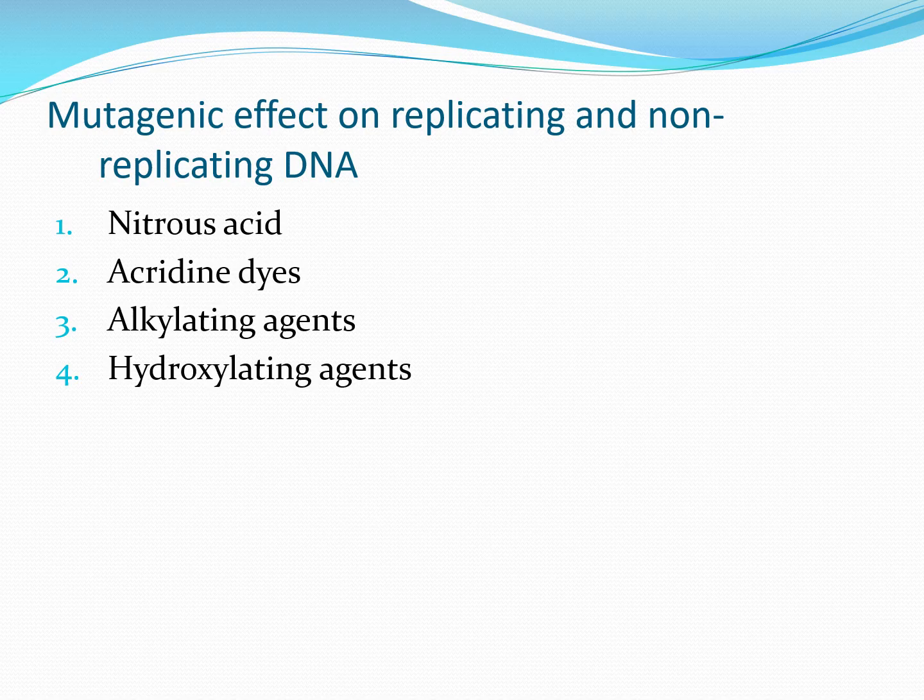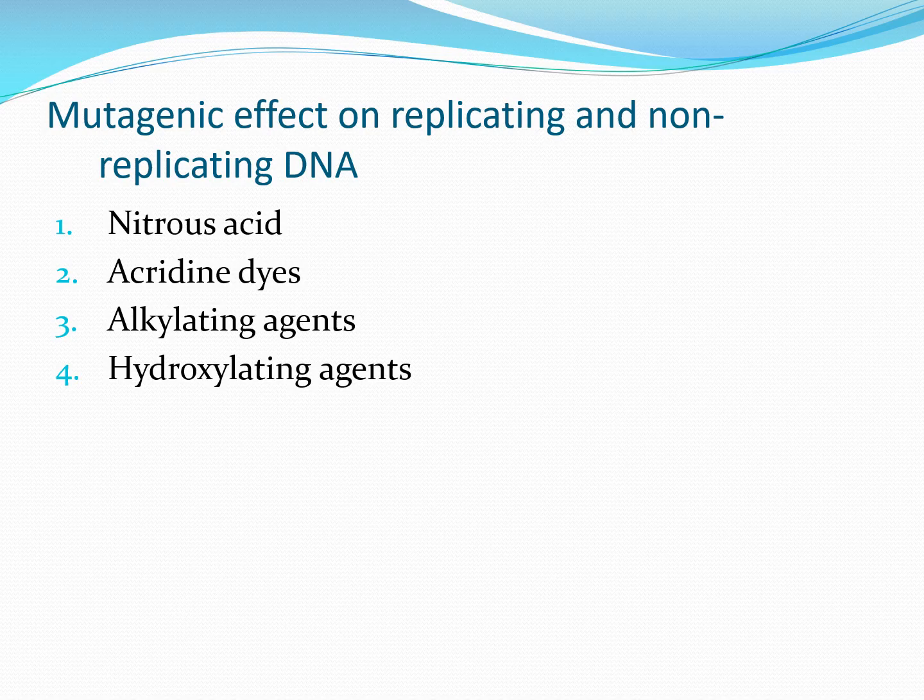Second, acridine dyes, such as proflavin. These are intercalating agents. Their mutagenic effect completely depends on replication. Why? Because insertions or deletions only occur when the replication machinery passes over the intercalated site. On non-replicating DNA, they cause almost no mutation.